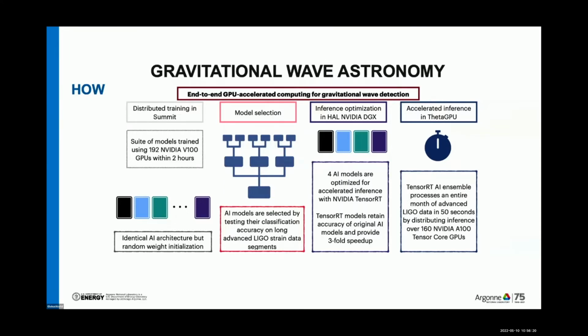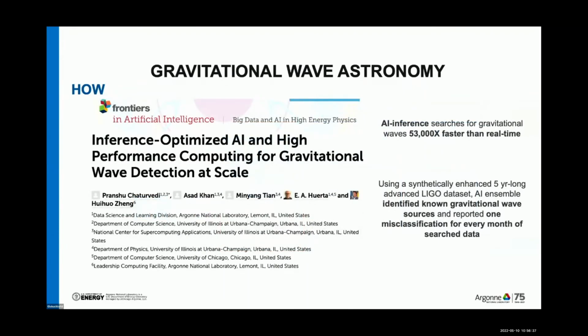And this sounds a bit trivial, but when you start playing with TensorRT, you realize that off the box, it works well on one GPU. And then you need to learn how to distribute inference on multiple GPUs and then across the entire machine. So we got that right. And after doing this analysis, we realized that we were able to accelerate the processing of real data over 50,000 times faster than real time.